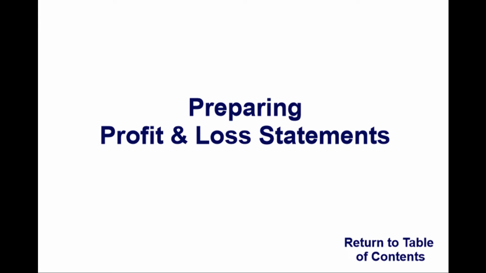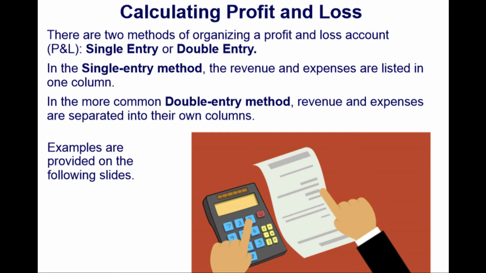Preparing profit and loss statements. Calculating profit and loss. There are two methods of organizing a profit and loss account: single entry or double entry. In the single entry method, the revenue and expenses are listed in one column. In the more common double entry method, revenue and expenses are separated into their own columns. Examples are provided on the following slides.